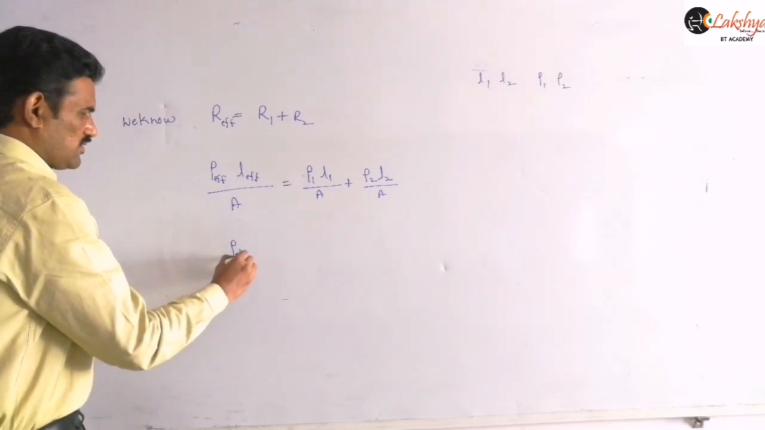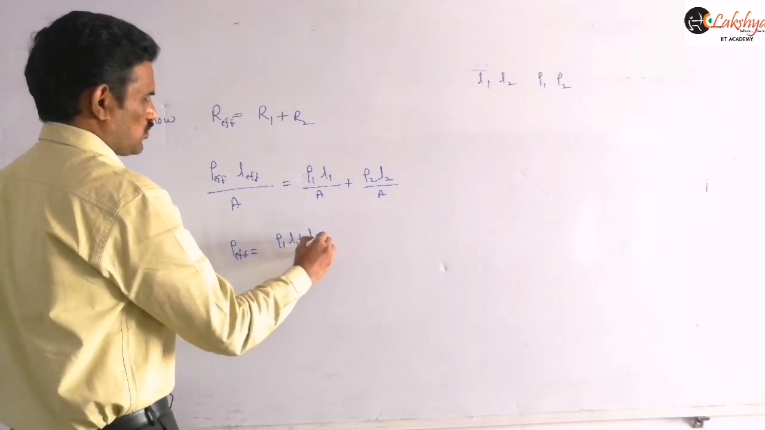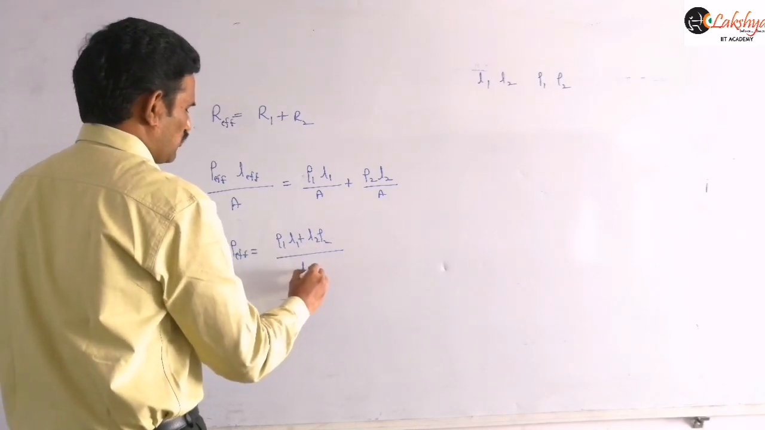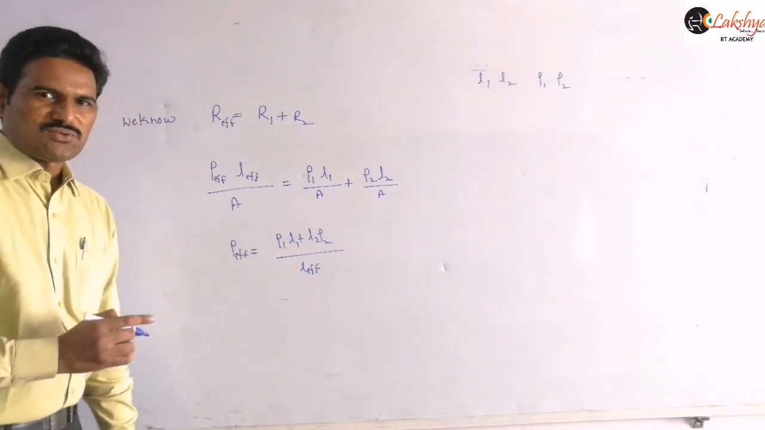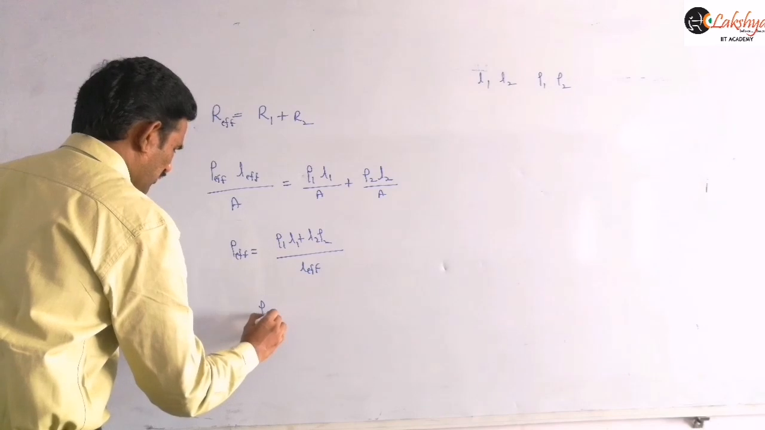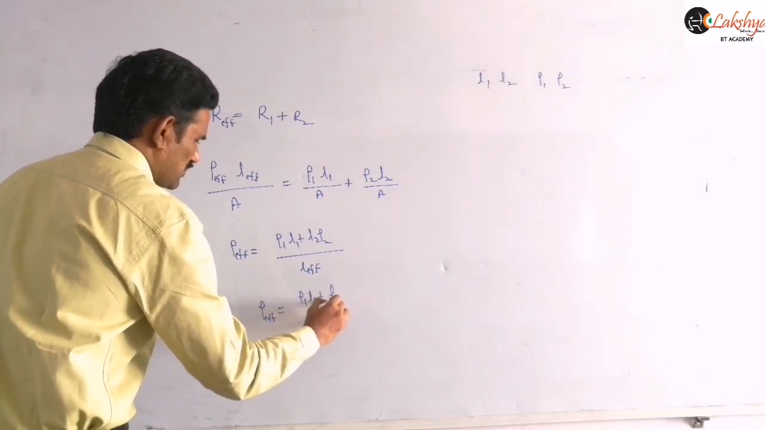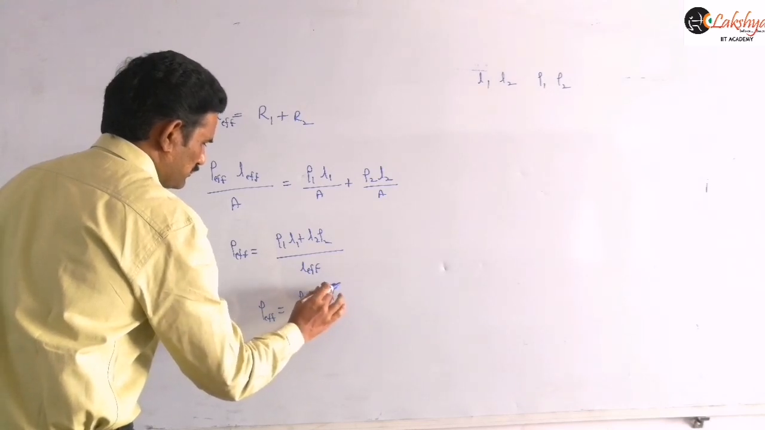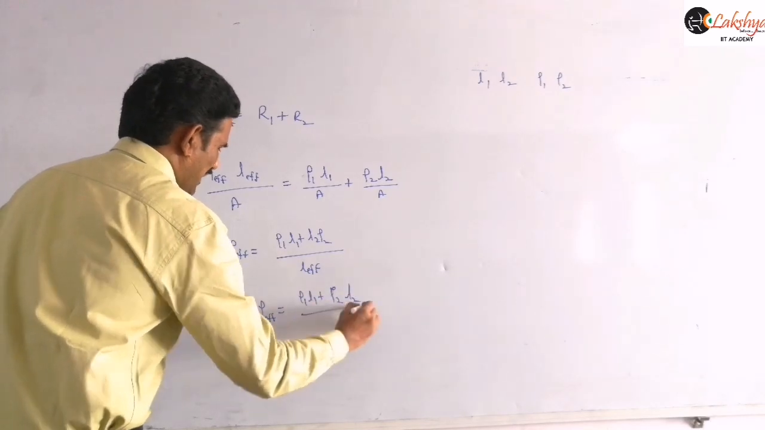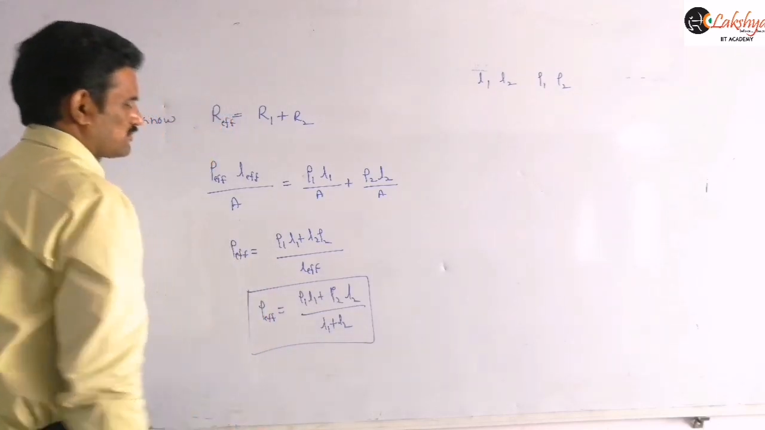So rho effective is equal to rho 1 L1 plus rho 2 L2 divided by L effective. That L effective is nothing but the effective length, which is L1 plus L2. Therefore, the effective resistivity will be equal to rho 1 L1 plus rho 2 L2 by L1 plus L2. So this is the effective resistivity of this combination, right?